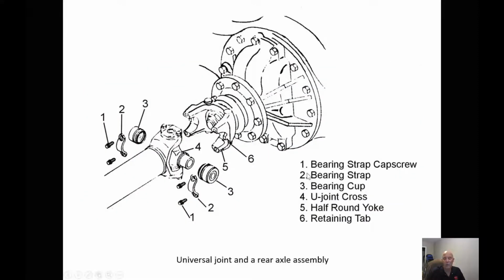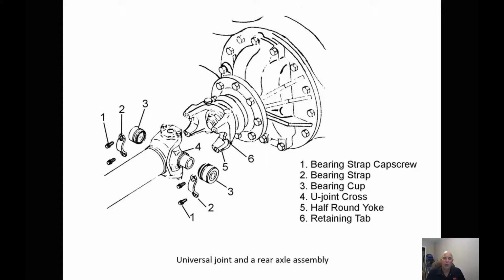Now, when we're installing or disassembling half rounds, they're the easiest. That's why they have gone that way. You can undo number 2, the straps. Take the bolts number 1 off. Take the straps off and just take a pry bar and put it in between the front diff yoke nut and just pry back, and that should come apart.